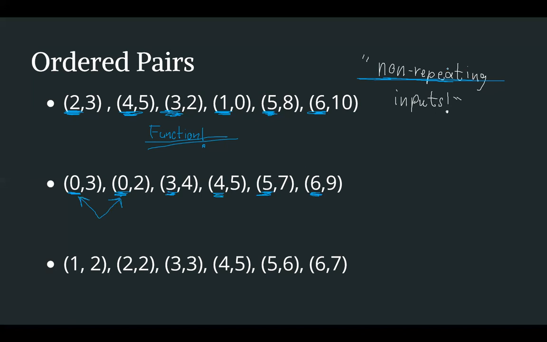What's the rule here again? Non-repeating inputs. Meaning the inputs should never be repeated or occur more than once. As you can see, 0 and 0 exist twice. Therefore, this is not a function. Rather, this is a relation. It's just a mere relation.